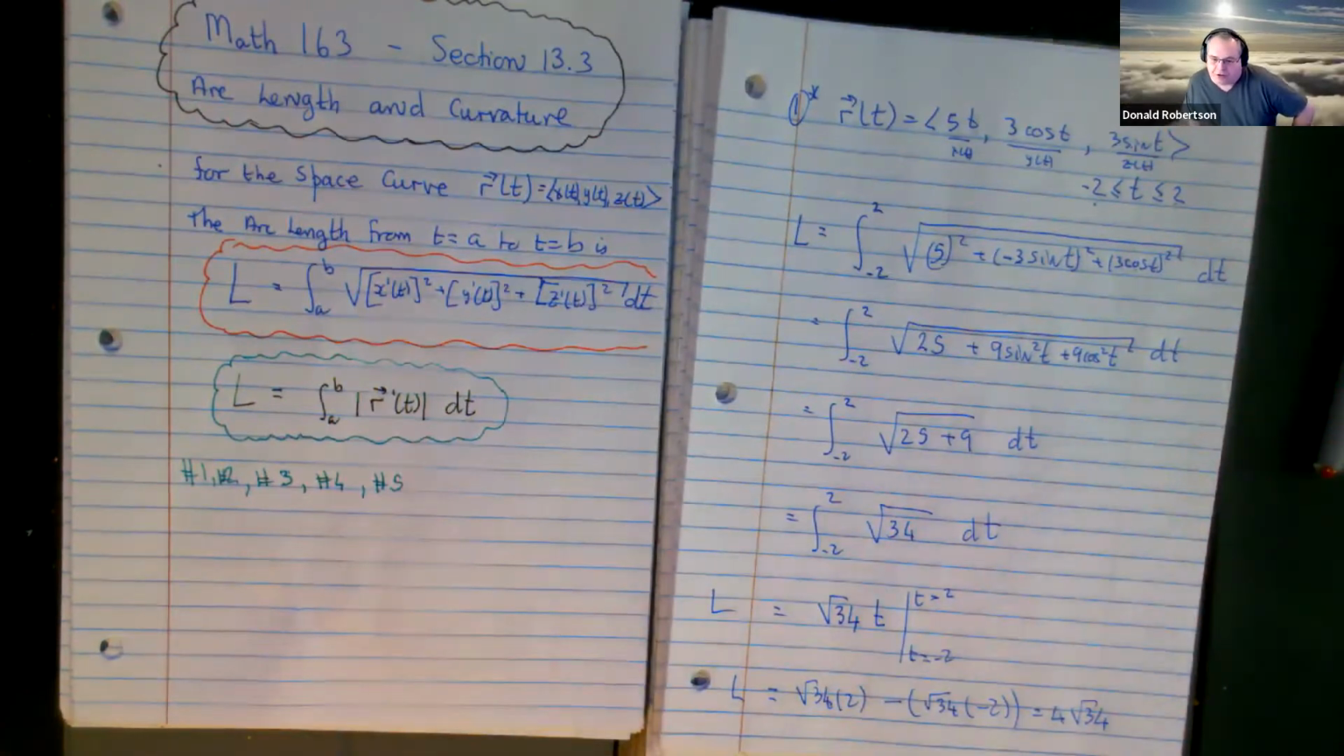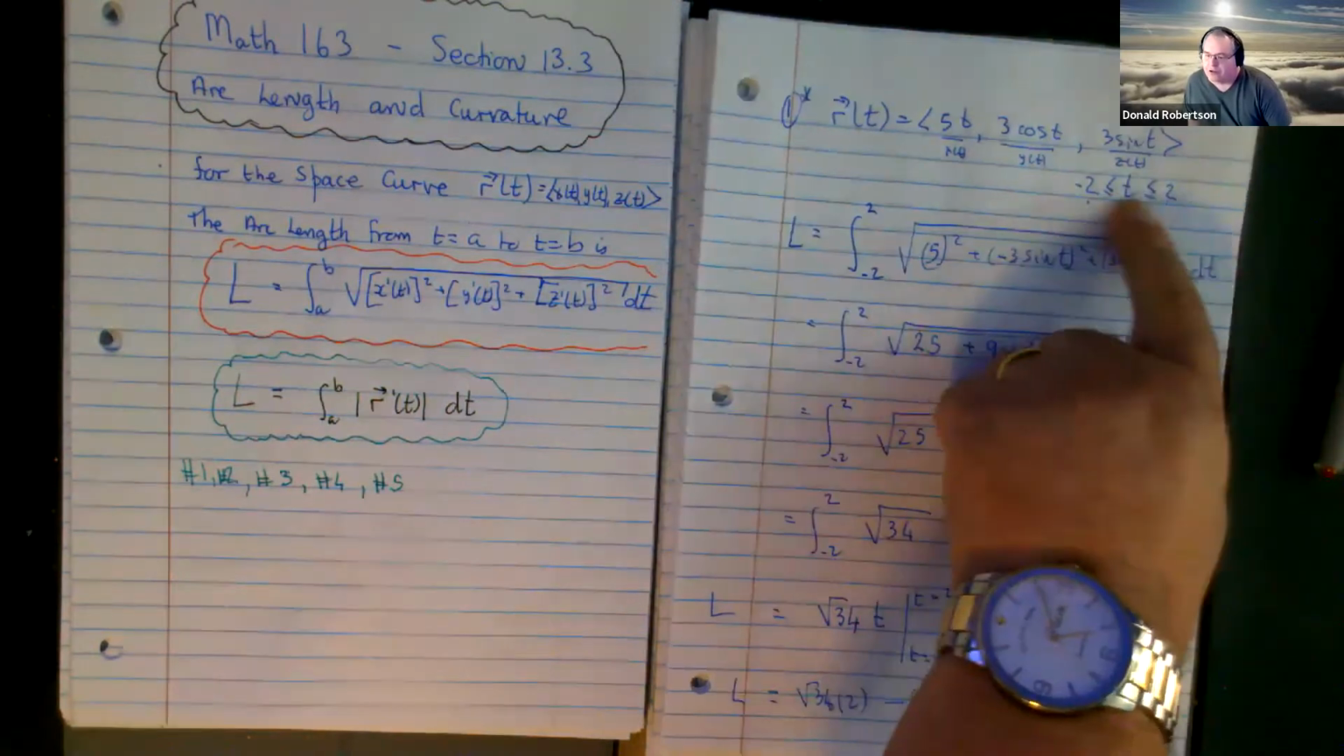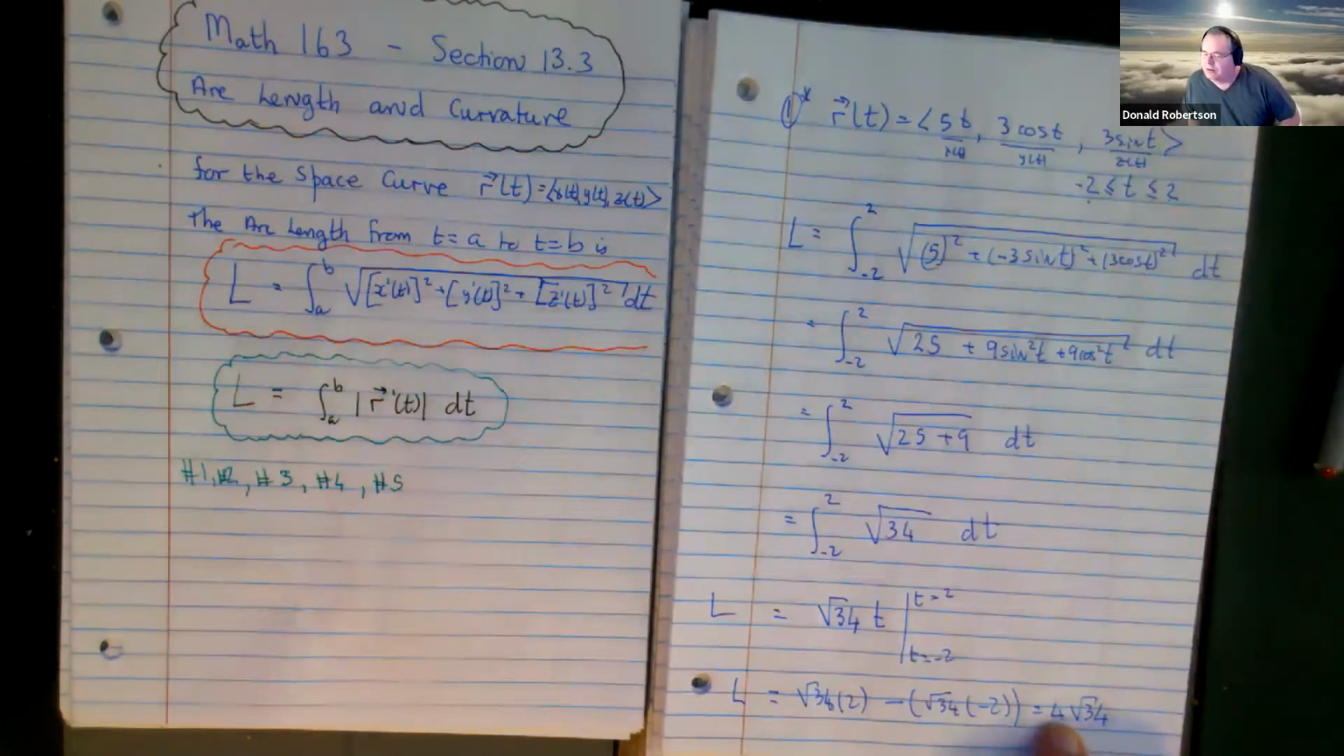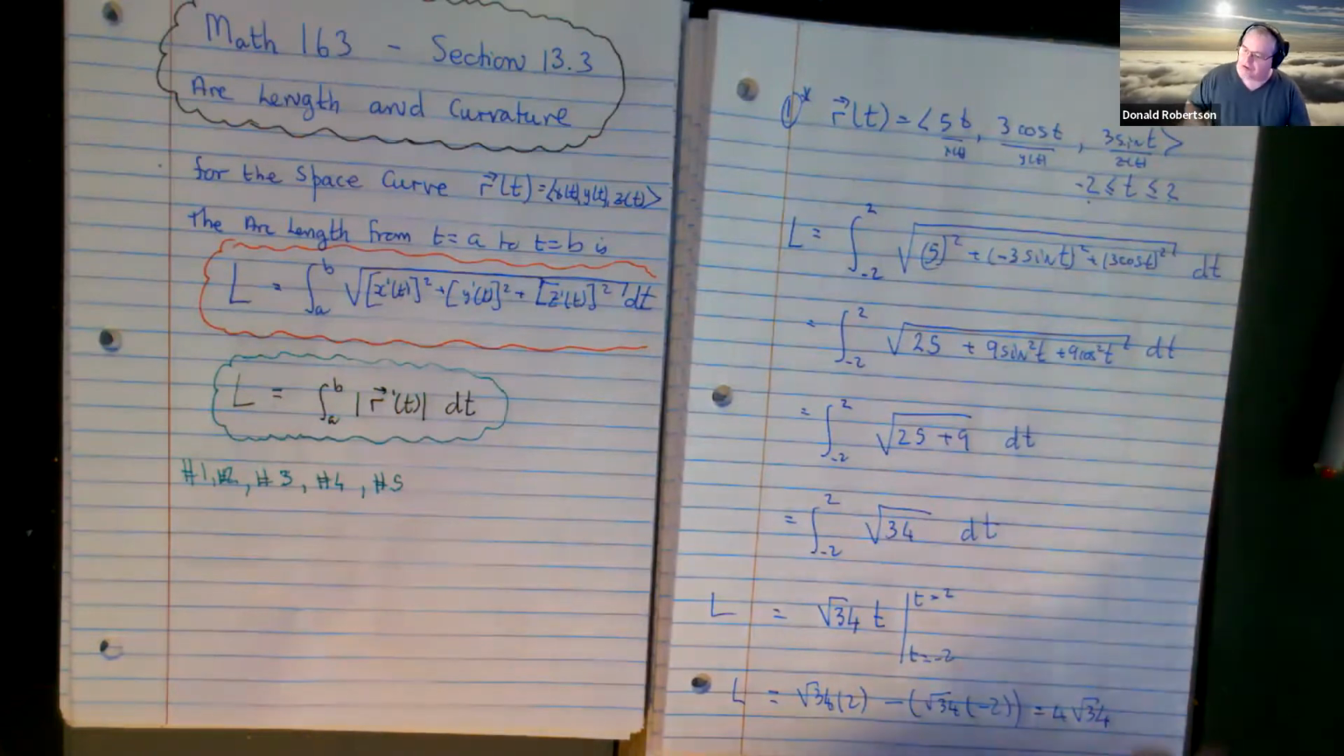So if you can imagine a space curve representing, say, an aircraft flying in space, and you wanted to know how far it's traveled in that 4-second period, it would be that unit. Arc length, the distance along a curve.